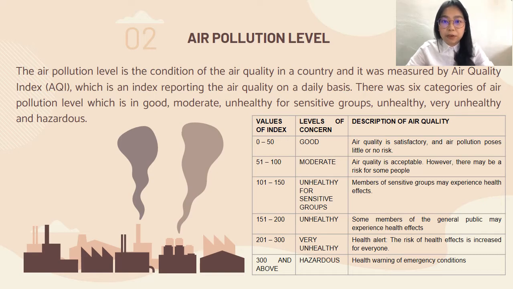So we come to the literature review. So what is the air pollution level? The air pollution level is the condition of the air quality in the country, and it is measured by the Air Quality Index, which is an index reporting the air quality on a daily basis. There are 6 categories of air pollution level: good, moderate, unhealthy for sensitive groups, unhealthy, very unhealthy, and hazardous. The table shows the value of the index, the level of concern, and the description of air quality. Malaysia is at the moderate level, which means the air quality is acceptable. However, there is a risk for some people too.